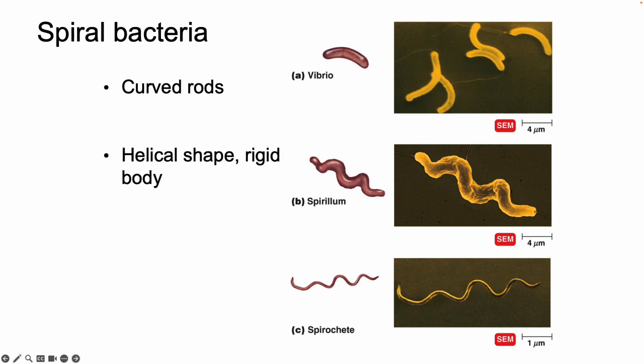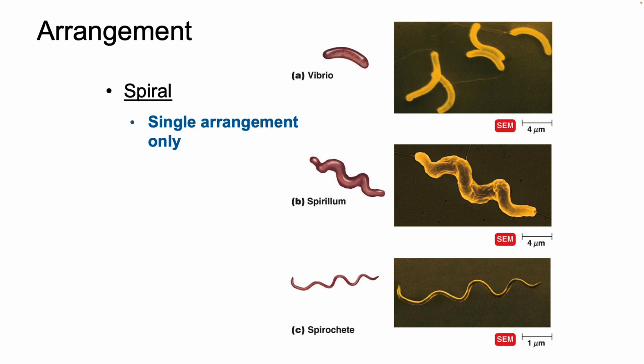So the spiral bacteria are characterized by a helical shape, and the spirillum have a more rigid body, so they're not as flexible. The spirochetes are super flexible. They're actually really fun to look at under the microscope when they're living because they move so quickly. There is no grouping or clustering of spiral-shaped bacterium. They're always going to be found individually.